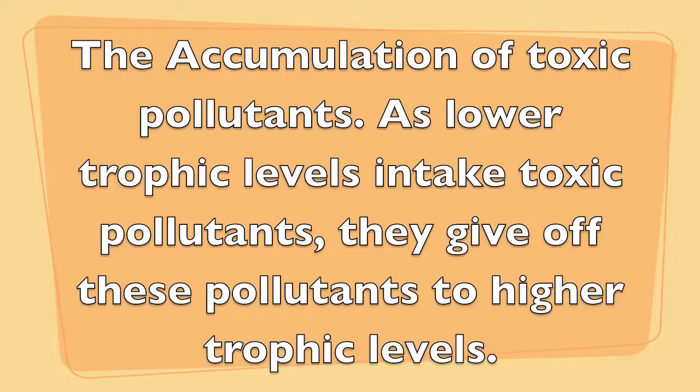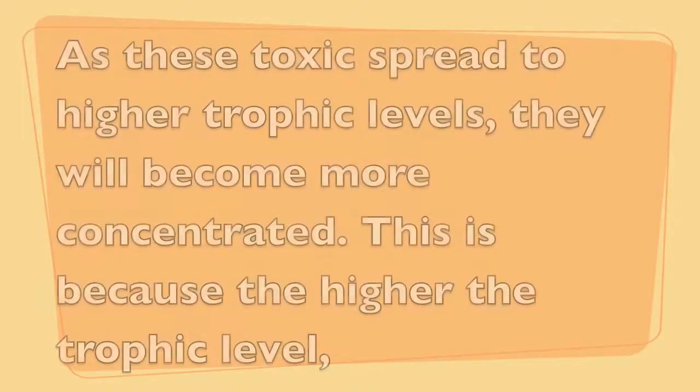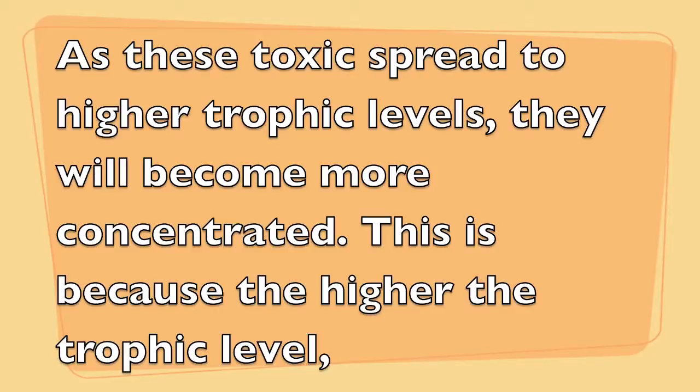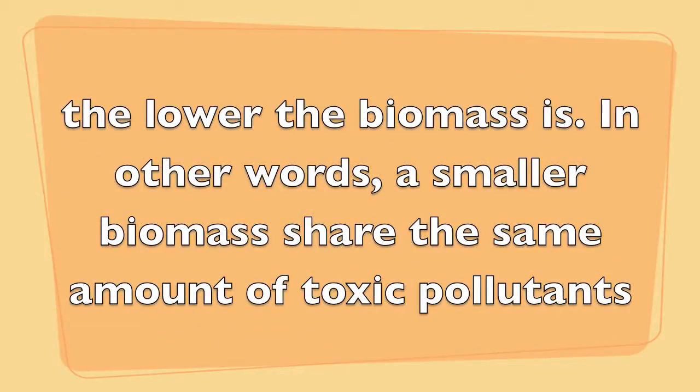Biological magnification is the accumulation of toxic pollutants. As lower trophic levels intake pollutants, they give off these pollutants to higher trophic levels. As these toxics spread to higher trophic levels, they will become more concentrated. This is because the higher the trophic level, the lower the biomass is. In other words, the same amount of pollutants is shared among a smaller population.